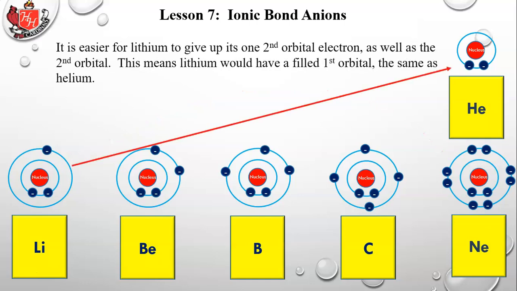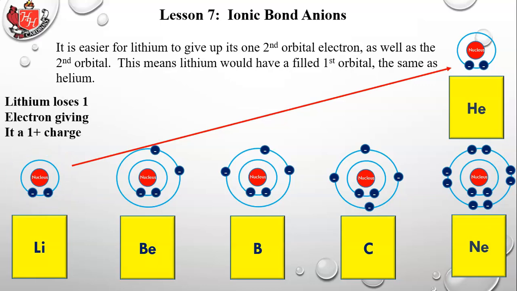It is easier for lithium to give up one second orbital electron. This means that lithium would have a filled first orbital, the same as helium. So lithium loses 1 electron, giving it a 1+ charge.